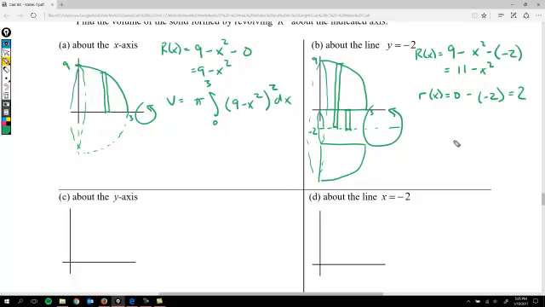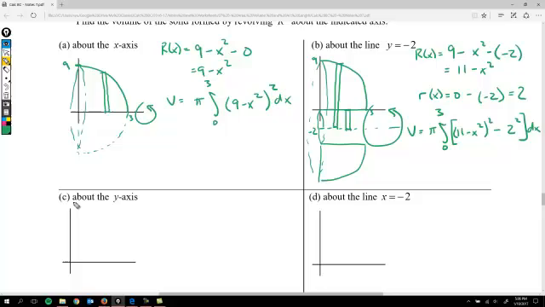So I get 2. Then I just plug these into my volume equation, and this is a washer, going from 0 to 3 of 11 minus x squared, minus 2 squared, with respect to x. This is my outer radius, this is my inner radius, and I'm just subtracting them, and subtracting them gets rid of this inner portion here, that hole that I don't want.